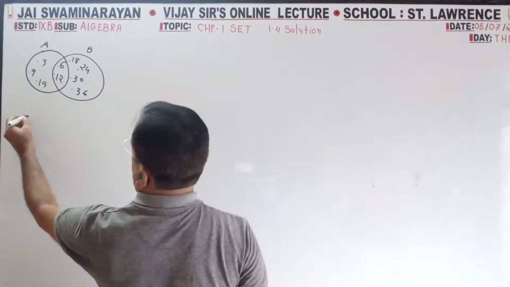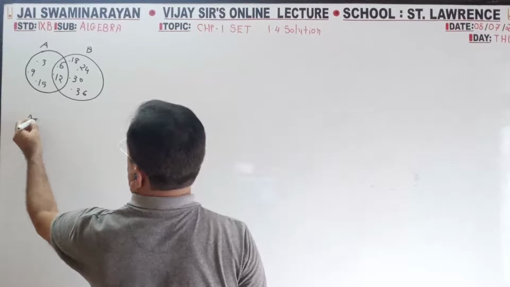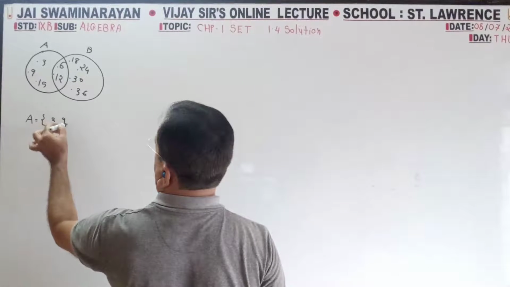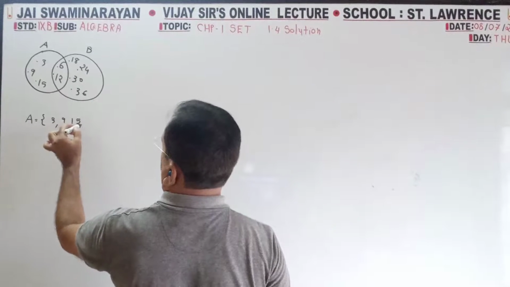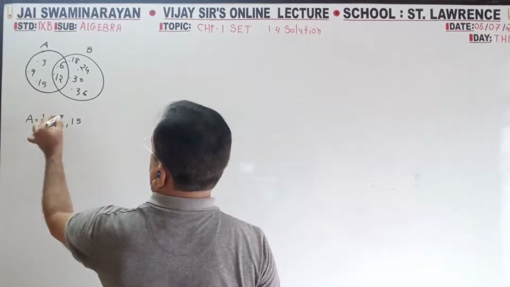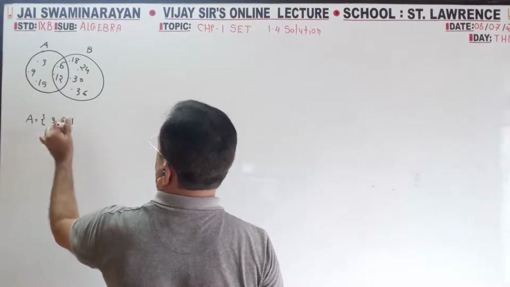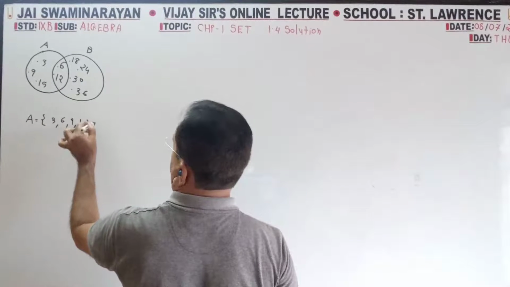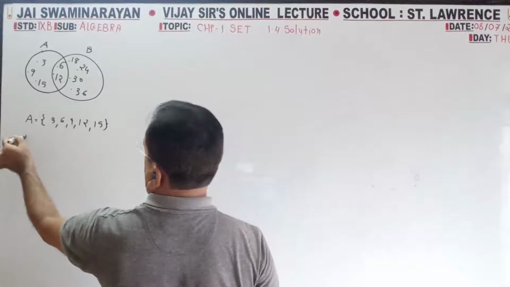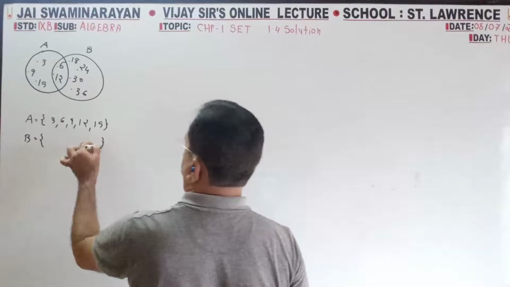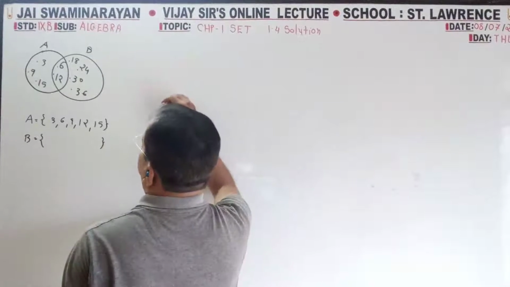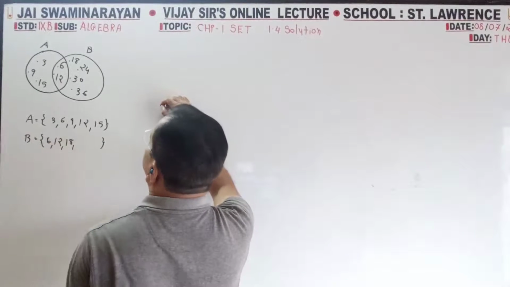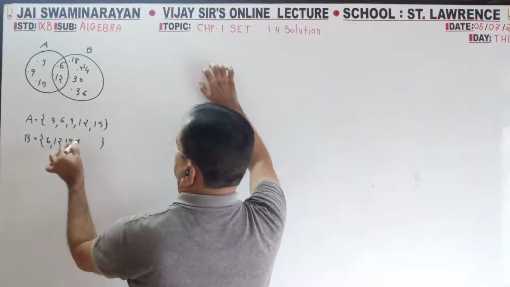So, only A, that is 3, 6, 9, 12, 15. Now B, this side: 6, 12, 18, 24, 30, 36.